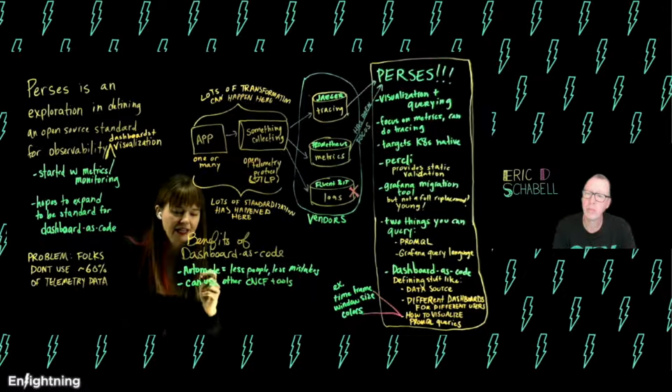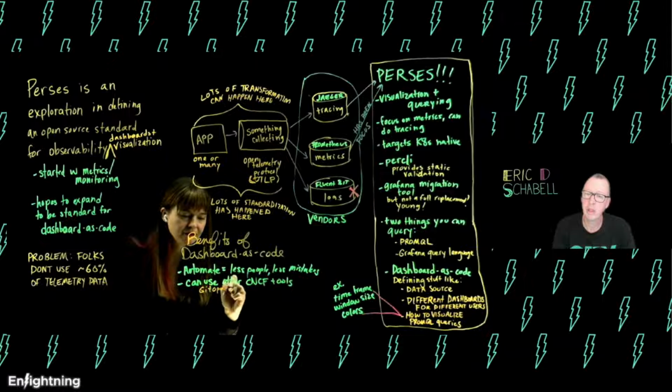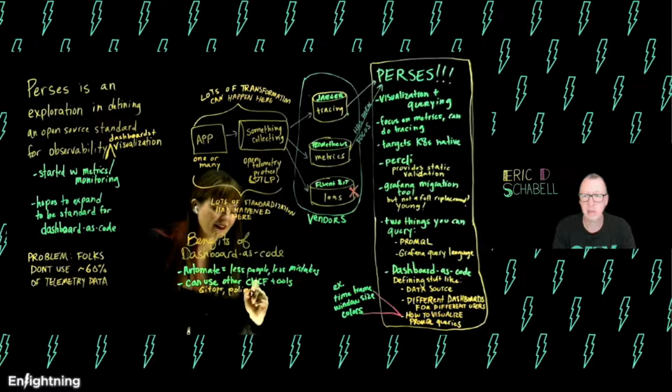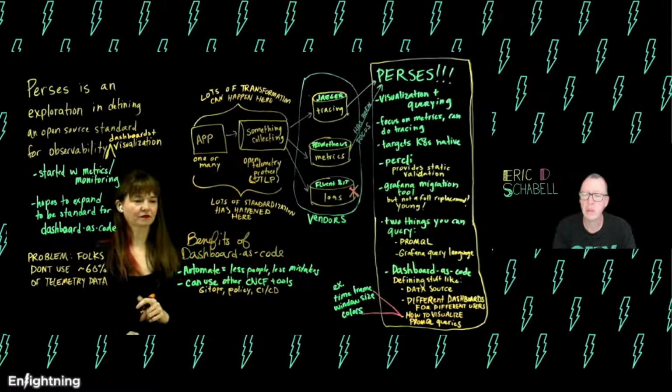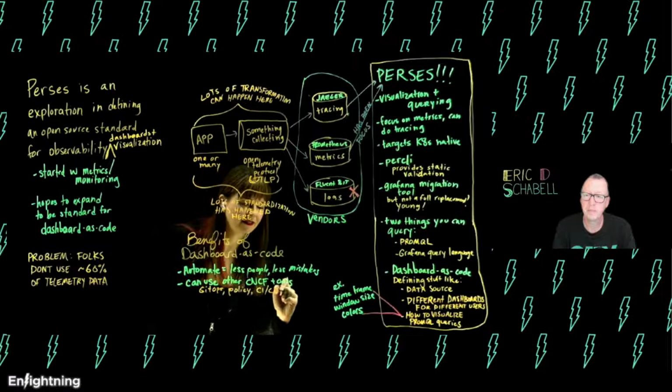So GitOps, policy. Yeah, it's definitely GitOps. CI/CD is another one, so your development cycle is also well tested, well validated before anything goes out. Very happy. Etc.